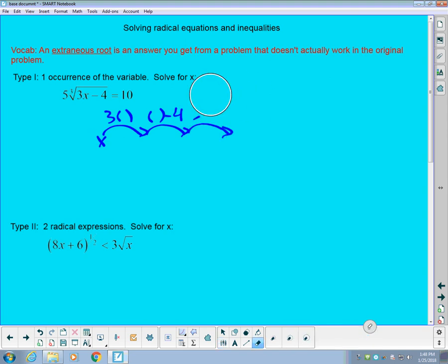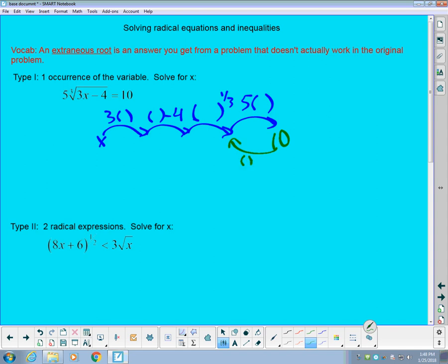The next thing that happens after the times 5 would be the cube root. I'll write that as a 1/3 power because those are the same thing. And after all of that, I'm supposed to end up with a 10 at the end. So if I work my way back to the x, I would say divide by 5 and then cube and add 4 and divide by 3.